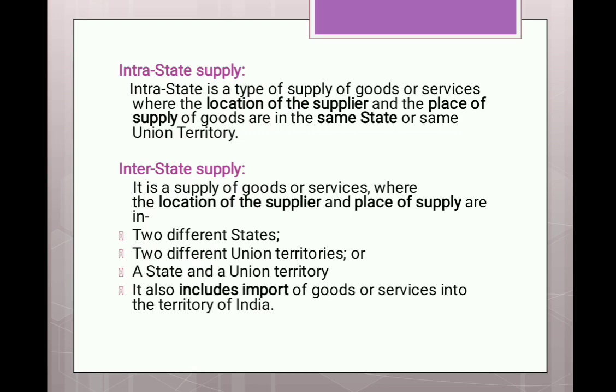Here, in case of interstate supply, the location of the supplier and the place of the supply are in two different states. For example, if the goods are supplied between Karnataka and Maharashtra, here there is an existence of two states, that is Karnataka and Maharashtra. Henceforth, it is an interstate supply. And also you have to make a note here, whenever goods are imported, then it is known as interstate supply.